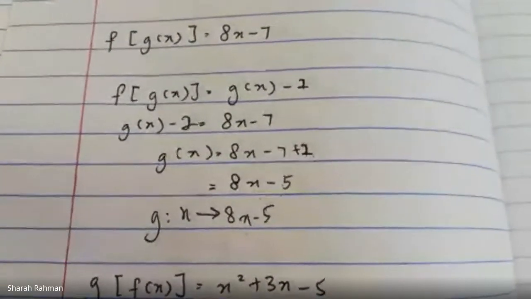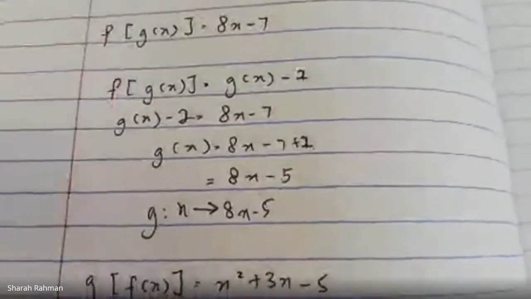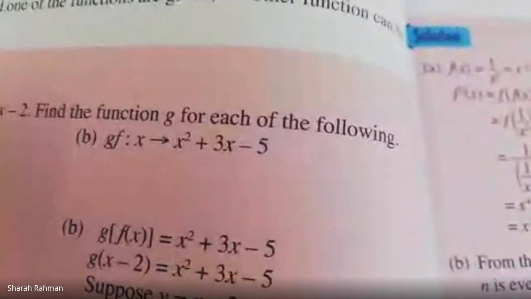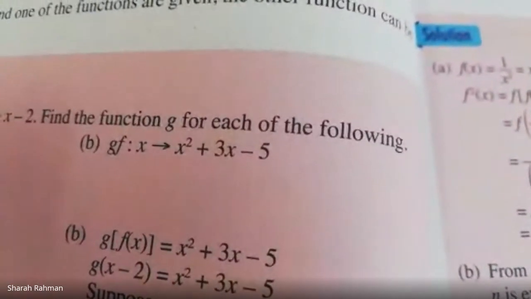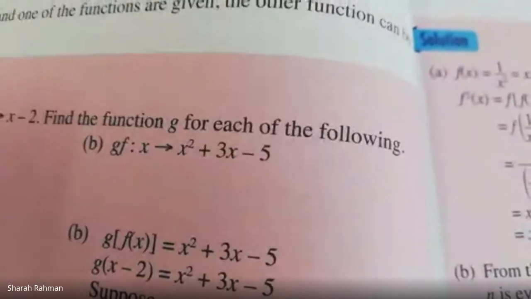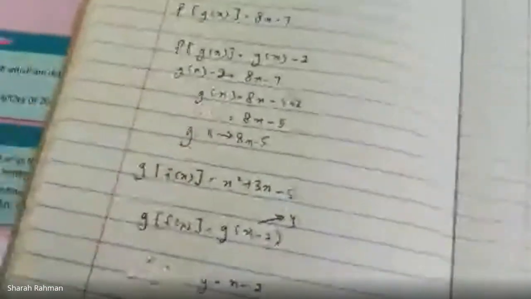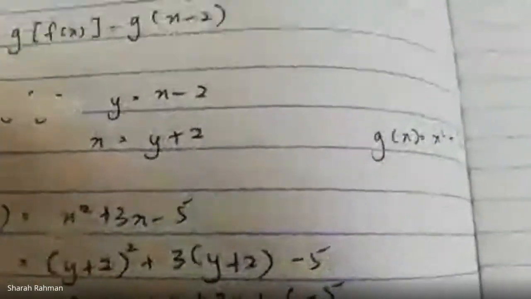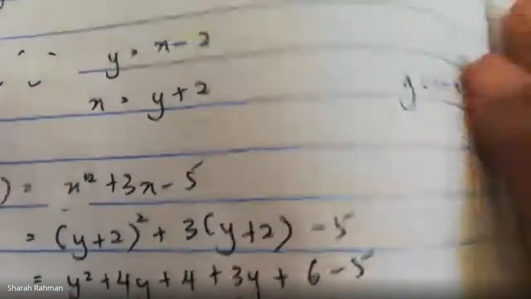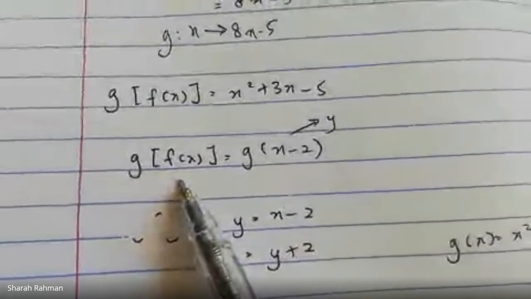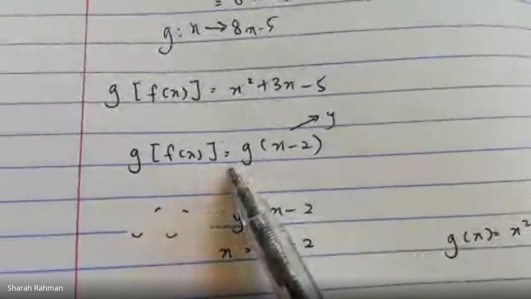Okay. So then we proceed to B. Given g(f(x)) equals x squared plus 3x minus 5. Okay, g(f(x)) is equal to x squared plus 3x minus 5. Then, this is a bit complicated, so please focus. So we have g(f(x)).